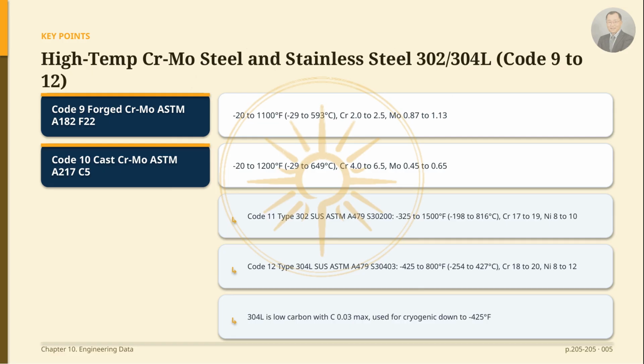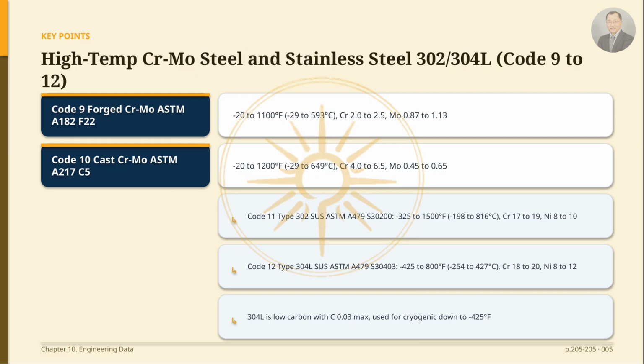Material code 10 is cast chrome-molybdenum steel, ASTM A217 grade C5. By significantly increasing the chromium content to 4% to 6.5%, it withstands even higher temperatures from -20 degrees Fahrenheit to 1200 degrees Fahrenheit, or -29 degrees Celsius to 649 degrees Celsius.